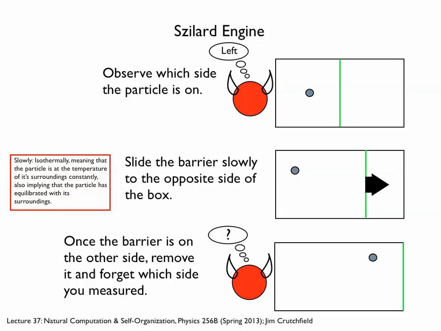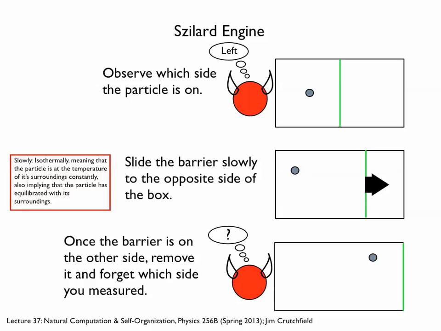Do you have a question? No. Okay. It will always slide this barrier away from the particle, and in doing so, gain some work. And when I say it slides the barrier slowly, I mean that it's sliding the barrier isothermally, meaning that the particle inside the box is always able to equilibrate with the environment that's surrounding the box.